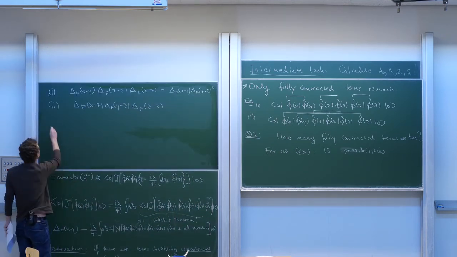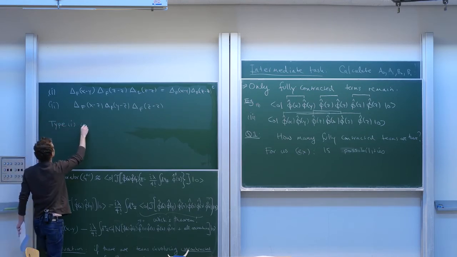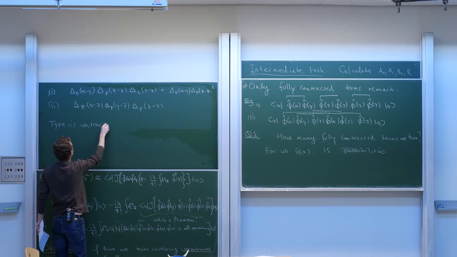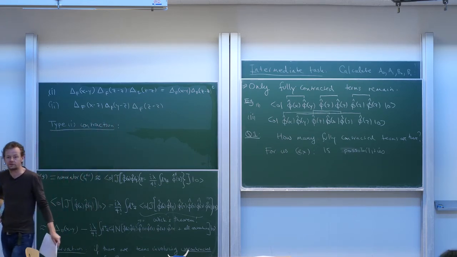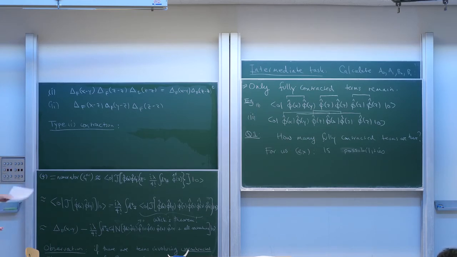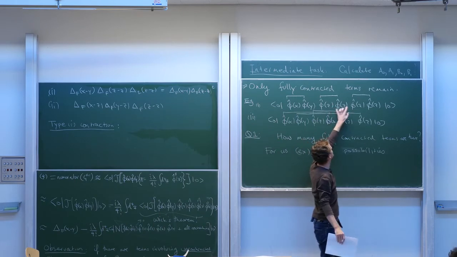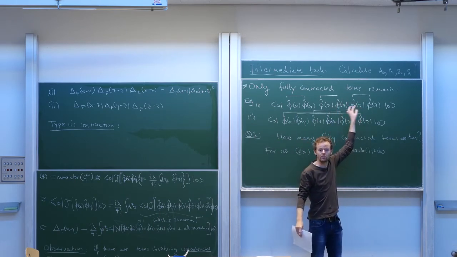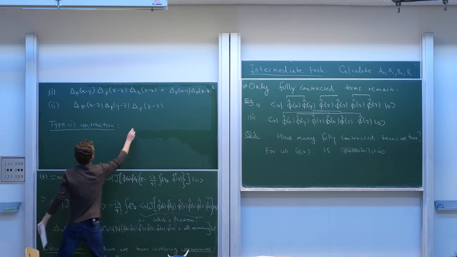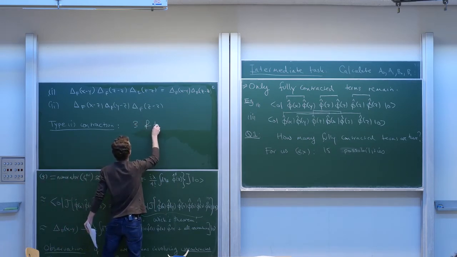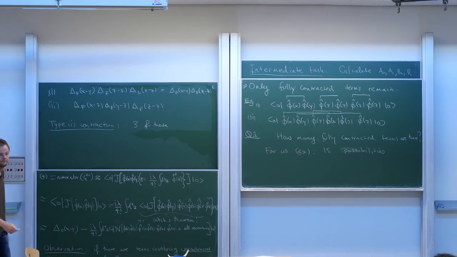So let's call this a type 1 contraction. Let's work out how many type 1 contractions there are. Well, you've got to contract x against y, so it's really counting the number of ways you can contract 4 points together. We actually know the answer to that. We did that in the previous lecture. There are 3 type 1 contractions.